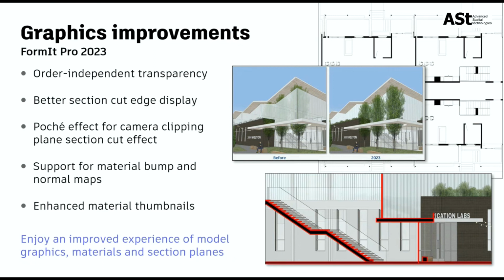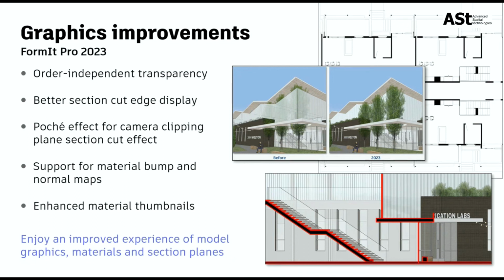We also have better section cut edge visualization. With this release, we've improved the way that you thicken edges for section planes, so you can properly visualize where the section plane intersects the geometry, including the camera clipping planes. For the poche effect in camera near the clipping planes, we've added the ability to enable this effect with the fill of the section cut, even when there are no section planes active. This is useful if you intentionally want to use the camera clipping plane to get the same graphical effect as a section cut.